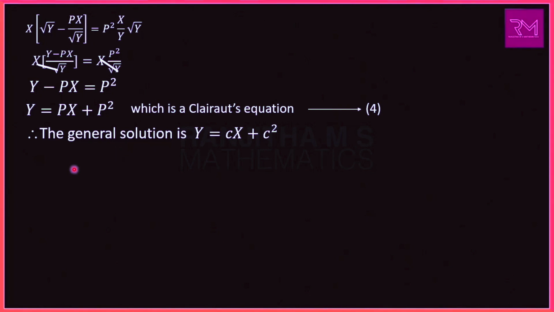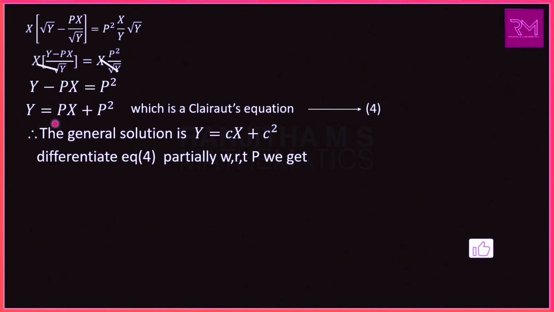Next up, we have to find the singular solution. For that, we have to differentiate this Clairaut's equation partially with respect to capital P. Here we get 0 which is equal to, x is constant, take as it is, into differentiation of capital P which is 1, plus differentiation of p square which is 2p. Taking this x to the left hand side, that becomes minus x, then 2 goes to the denominator, we get a value of p as minus x divided by 2. Here capital P is equal to minus capital X divided by 2.